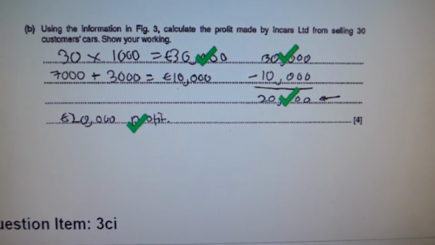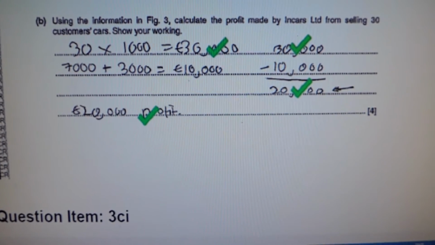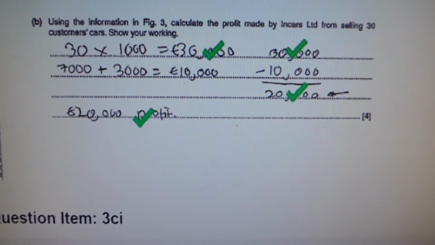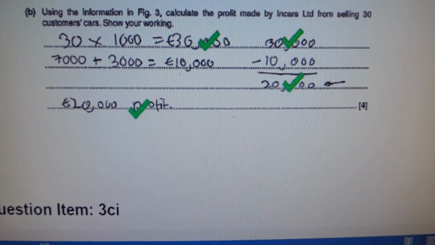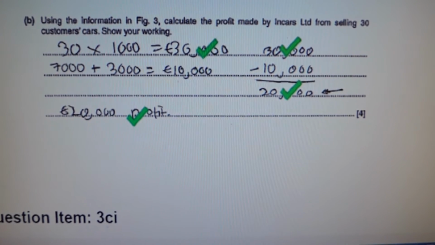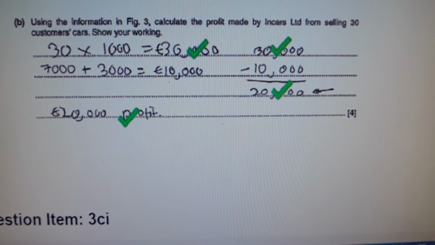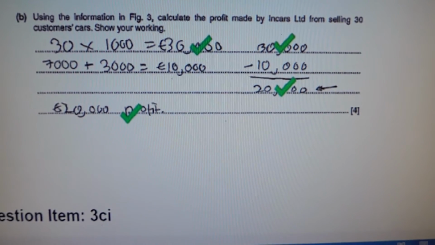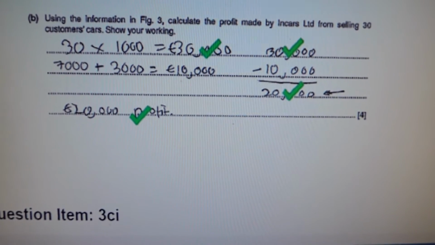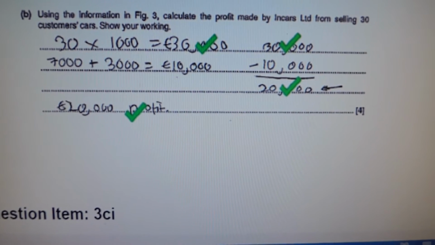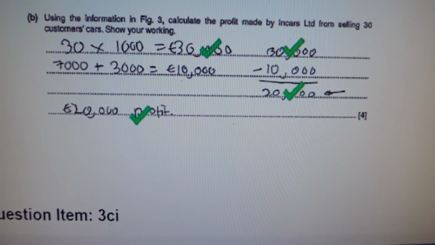3B. Not too badly done, I think, my class on this one. The only thing some people didn't do is you got 3 out of 4 simply because you left the pound sign off your answer, and it does say specifically in the exam paper, take a mark off if there is no pound sign. So it's quite a straightforward question. Work out the total revenue from selling the 30 cars, so it's 30 times 1,000. Work out the total costs, which is in figure 3, so that's 7 plus 3. So you've got 30,000 revenue, 10,000 cost, take one from the other, and there's your answer, £20,000 profit.